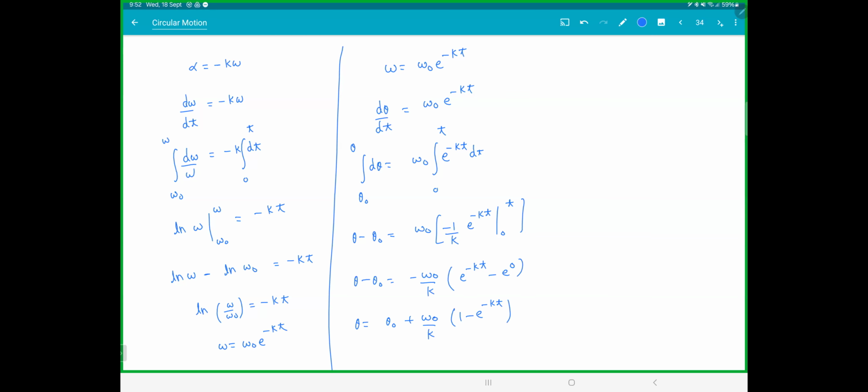Clear? Next one. So that is about circular kinematics. So we saw theta, omega, alpha, and all that stuff. That's the first part of the chapter. The second part is uniform circular motion. Turn the page. Any doubts on this integration?